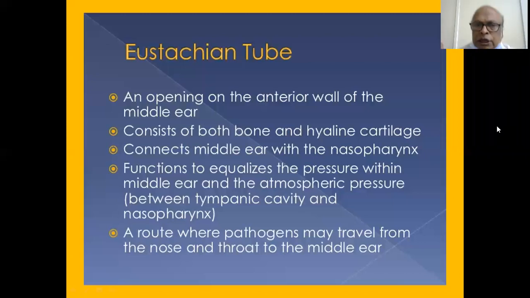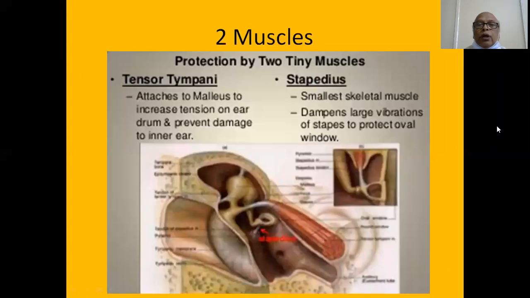And this is the route of the pathogens which enter occasionally from the nasopharynx into the middle ear cavity and produce otitis media. Coming to the two muscles. The two muscles are, number one, tensor tympani muscle, number two, stapedius muscle.